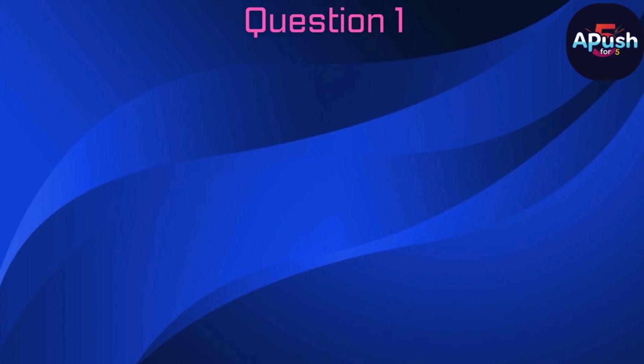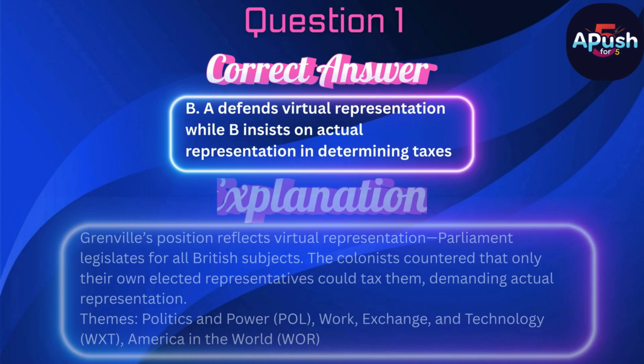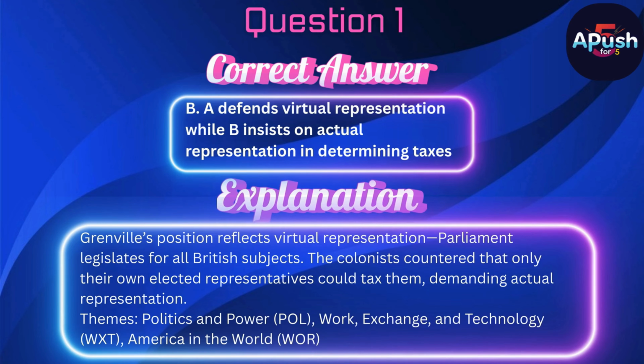The correct answer is B. A defends virtual representation, while B insists on actual representation in determining taxes. Grenville's position reflects virtual representation. Parliament legislates for all British subjects. The colonists countered that only their own elected representatives could tax them, demanding actual representation.